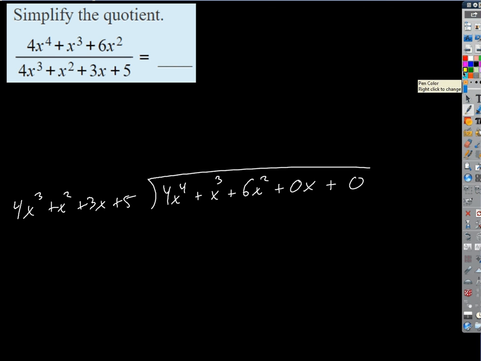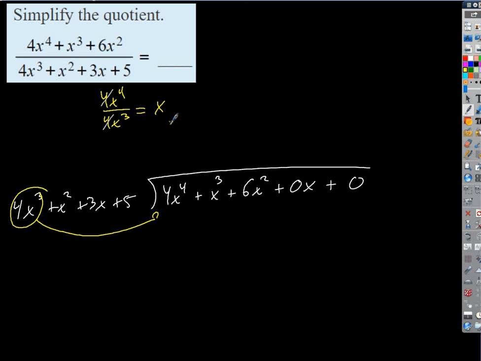We'll start with yellow. So what are we trying to decide first? How do I know what goes up here? We're dividing, so it's the ratio of the leading terms. How many times does 4x cubed divide into 4x to the fourth? 4x to the fourth over 4x cubed equals what? The 4s cancel, 4 reduces to 1. X to the fourth over x cubed is just x. So the first term of our answer is just x.